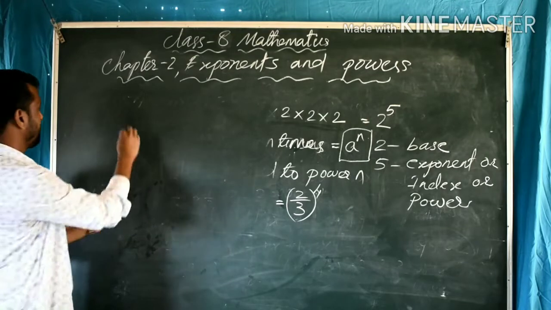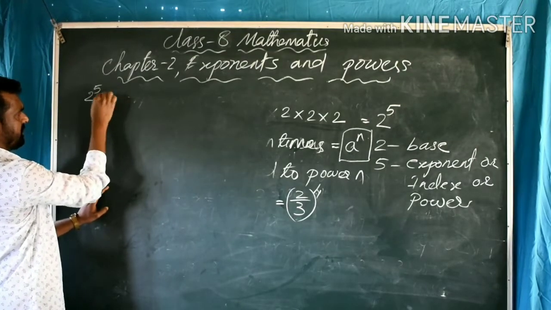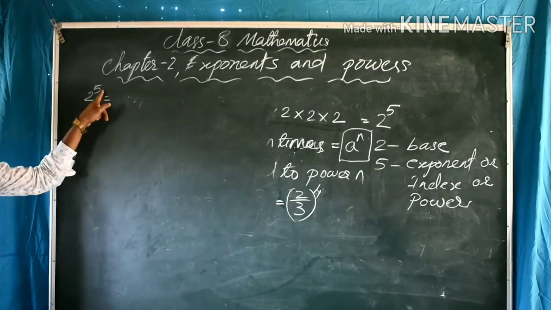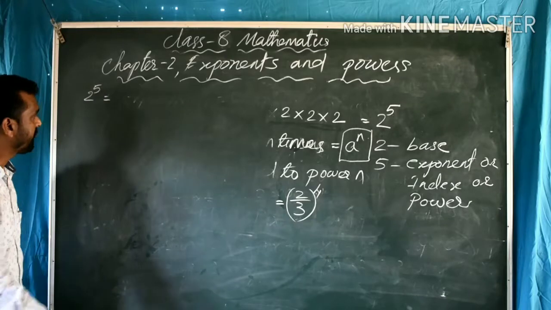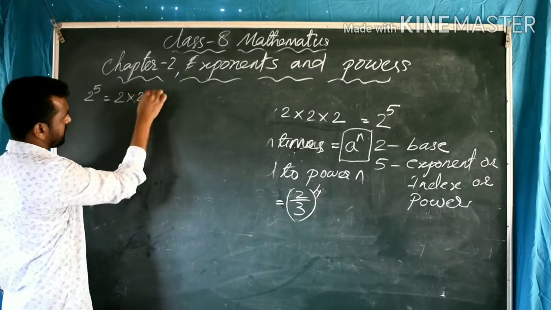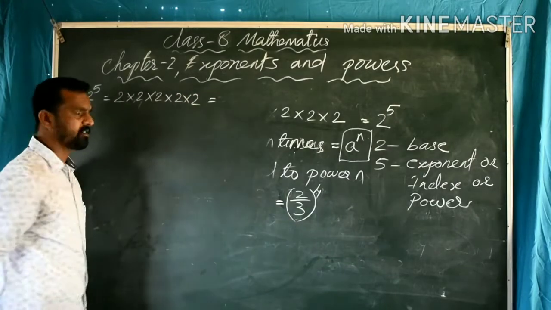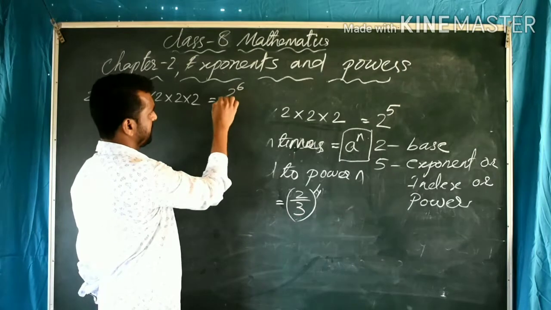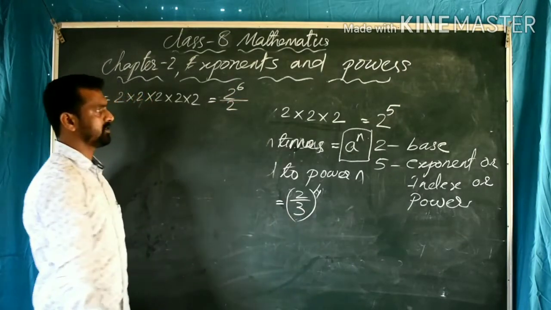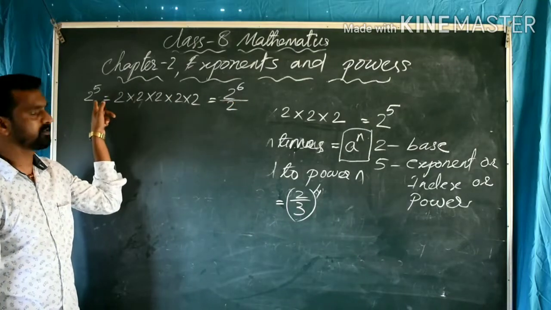An example, 2 raised to 5. 2 raised to the power 5 means 2 is multiplying 5 times, that is 1, 2, 3, 4, 5. That is equal to, I am going to write this way, 2 raised to 6 divided by 2. If you are dividing this, we will get the answer 2 raised to 5 only.